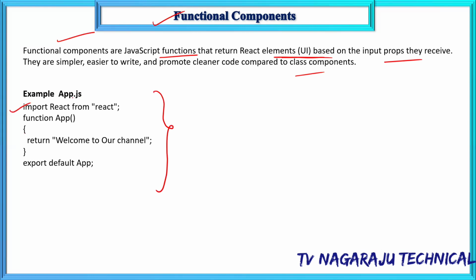This is the way we write a functional component. First, import React. Now, like a JavaScript function, we use the function keyword and the name of the function. Within the function, you need to write a return statement, and this is what is returned by this function. So what is written? Welcome to our channel. This message is returned by our function App.